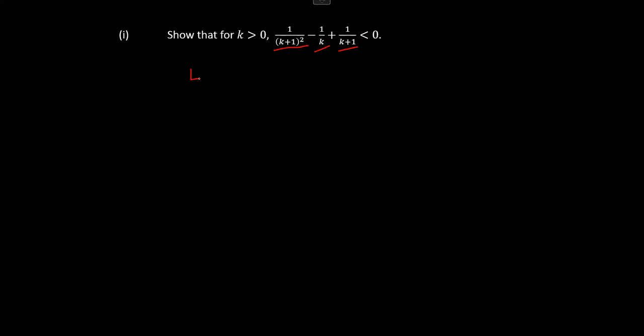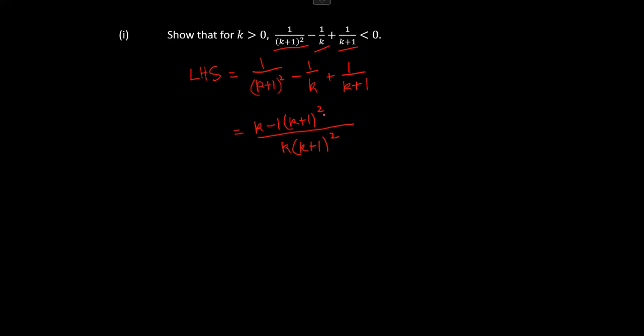So if we have a look at the left hand side, we've got 1 on (k plus 1) all squared minus 1 on (k plus 1) on (k plus 1). And then of course if we write that all over a common denominator of k times (k plus 1) all squared, well, the first term we've just multiplied by k. The second term we need to multiply it by (k plus 1) squared. And the last term we need to multiply by k times (k plus 1).